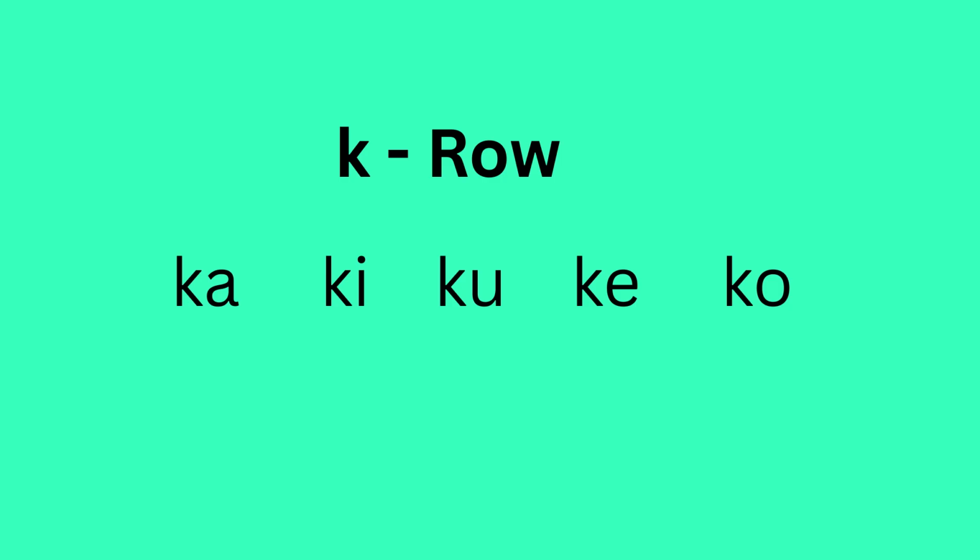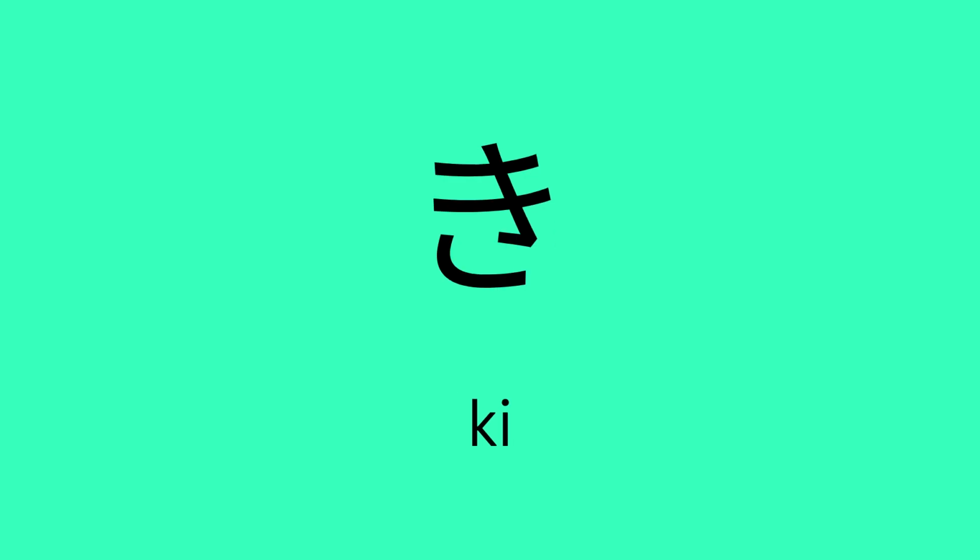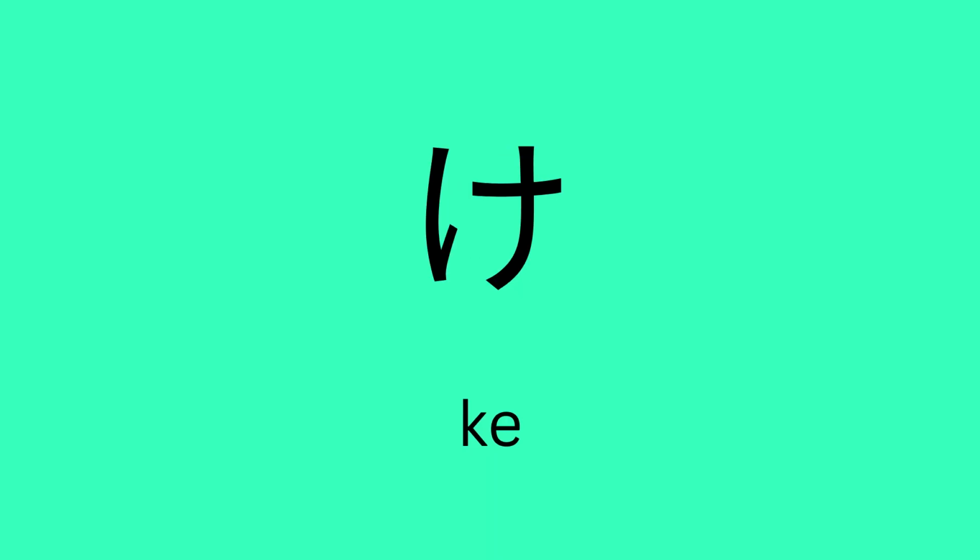So let's begin. The first character of the K row is Ka. The second character is Ki. The third character is Ku. The fourth character is Ke. And the fifth character of the K row is Ko. So, Ka, Ki, Ku, Ke, Ko.